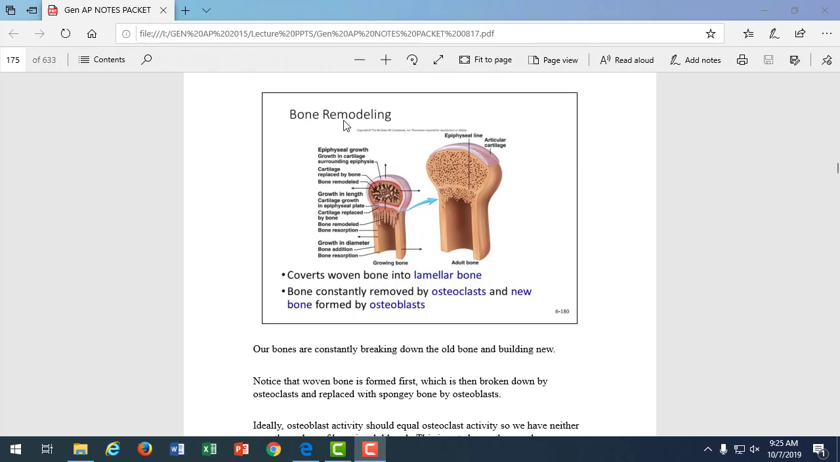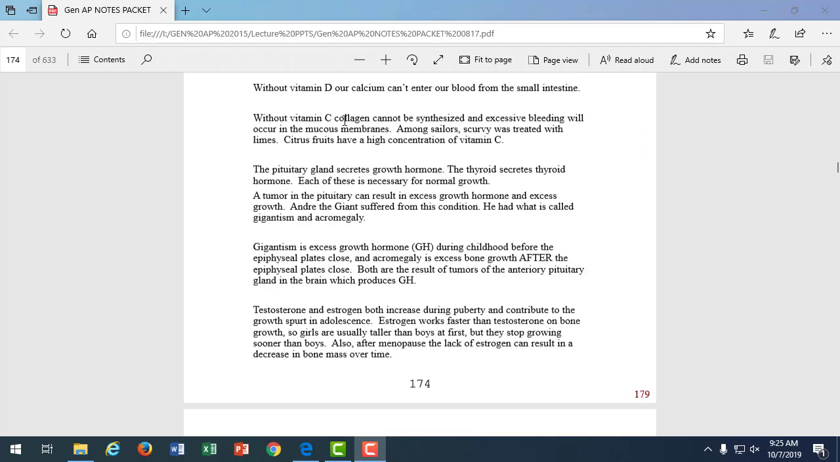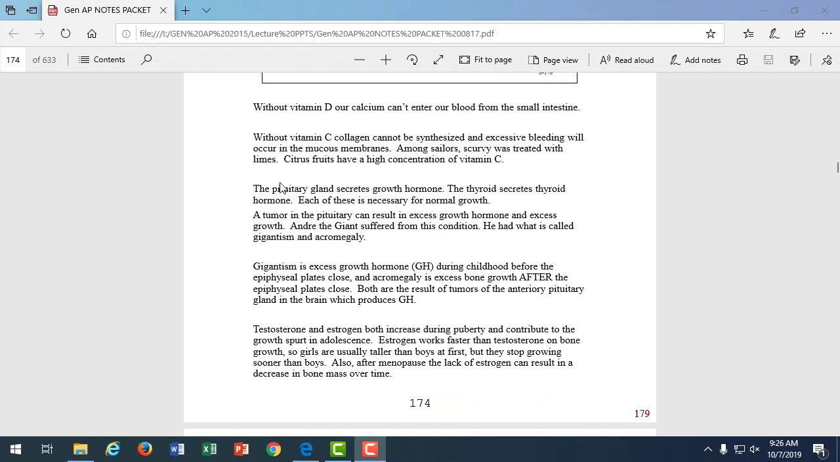Those really, really tall people, gigantism, I mentioned that on the previous slide. I didn't talk about it here, but it's a good point to mention: when we see tumors in the pituitary gland before the growth plates have sealed, we see excess growth in long bones, and that contributes to what is called gigantism. That's what Lurch from the Addams Family, the old black and white show, and Andre the Giant, the wrestler, had. Gigantism is an excess of growth hormone.